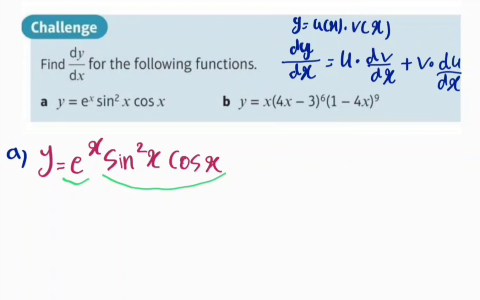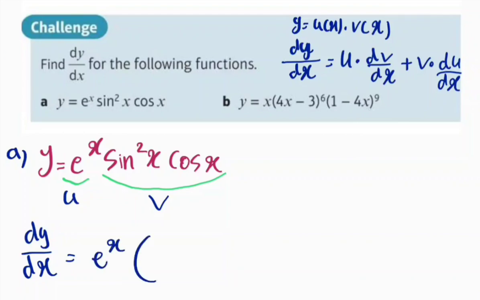So now, using the general rule, let's consider e to the x as our u and sine squared x times cos x as v. Then dy by dx is equal to u times dv dx, and u is e to the x times dv dx. Now here is the interesting part, because for dv dx, the derivative of our v, which is sine squared x times cos x, we should apply another product rule here, because this is the product of two functions.